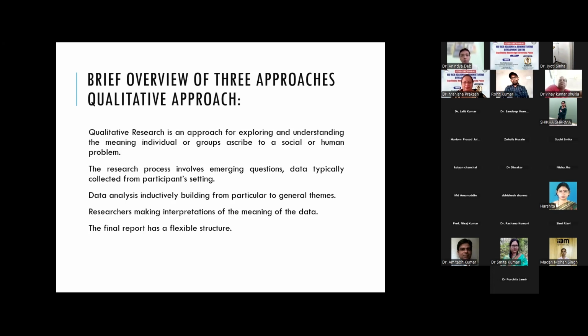Qualitative research is an approach for exploring and understanding the meaning individuals or groups ascribe to a social or human problem. The research process involves emerging questions, data typically collected in the participant's setting, that means the natural setting, and data analysis inductively building from particular to general themes, with the researcher making interpretations of the meaning of the data. The final report has a flexible structure. Here, flexibility is there.